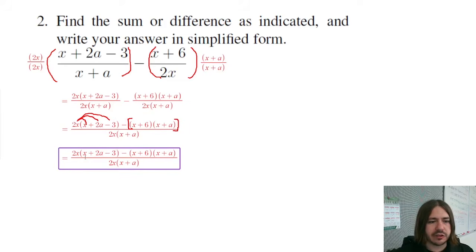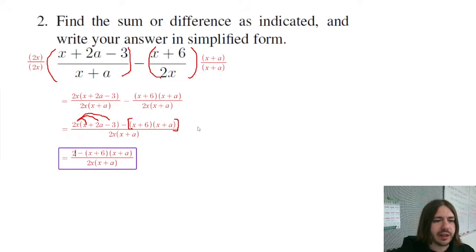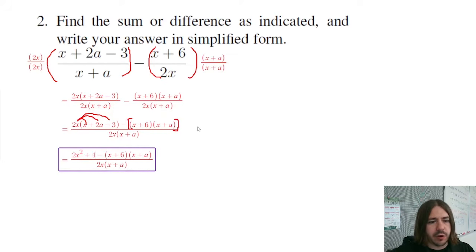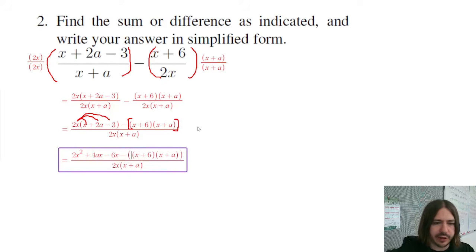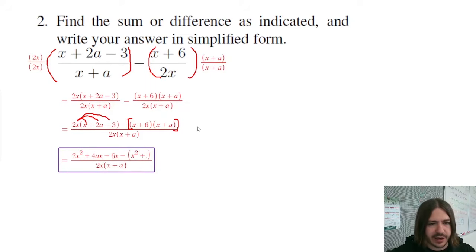So here I've got 2x times x. It's going to be 2x squared. And then plus 4ax minus 6x, and minus everything that I'm going to get here. Okay, so x plus 6 times x plus a. I'm going to multiply x times x to get x squared, x times a to get ax, x times 6 to get 6x, and then finally 6 times a to get 6a.